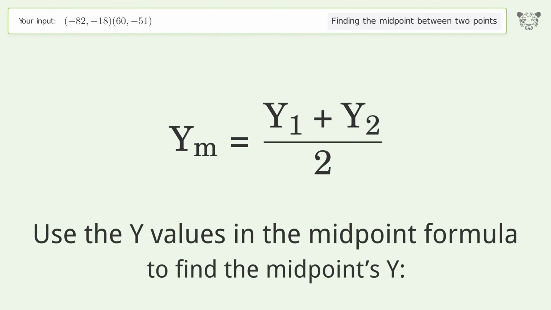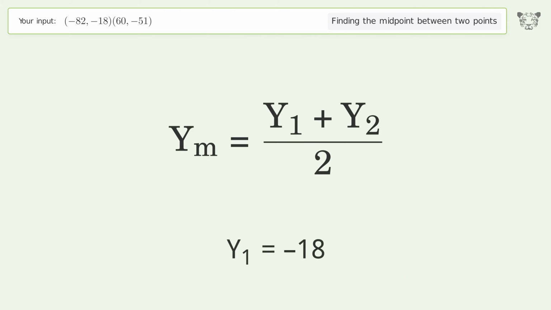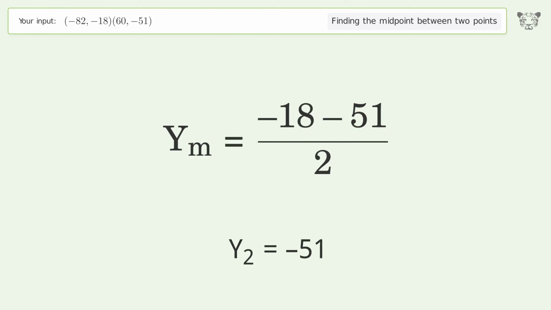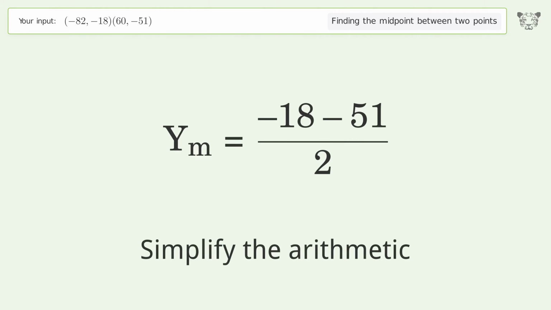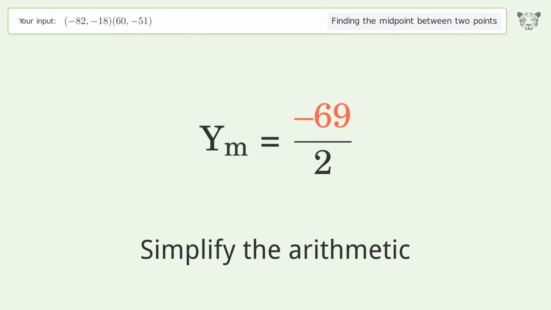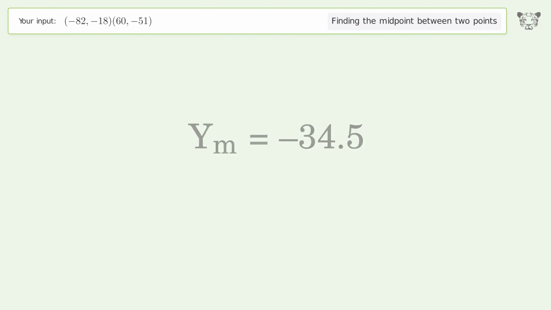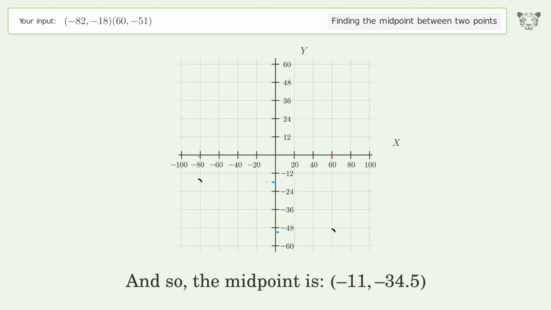Use the y values in the midpoint formula to find the midpoint's y. y1 equals -18. y2 equals -51. Simplify the arithmetic. And so, the midpoint is -11, -34.5.